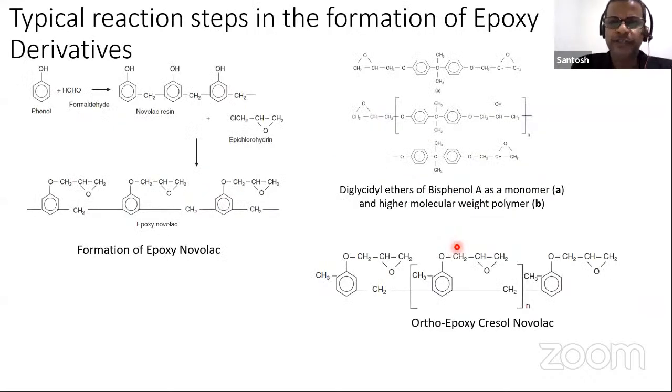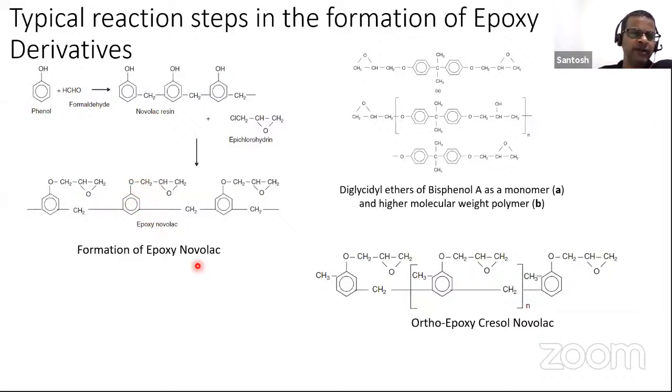On the next slide, I'm showing the formation of the so-called epoxy resins. Again, it starts with phenol. Phenol reacts with formaldehyde to give the so-called novolac resin. In the novolac resin, you can see these OH groups react with epichlorohydrin so that the epoxy group is introduced here. This is the so-called epoxidized novolac, the epoxy derivative of novolac.